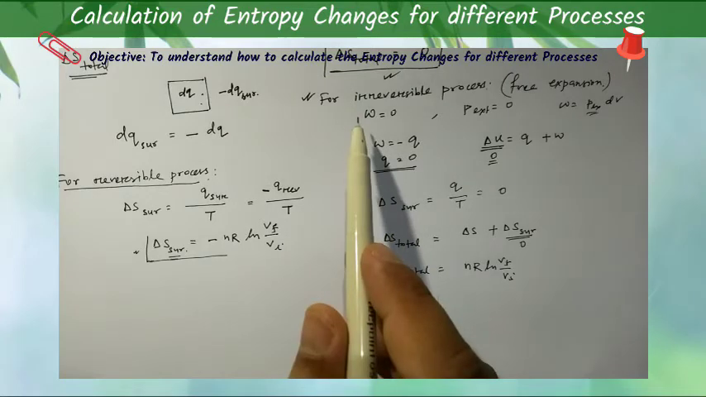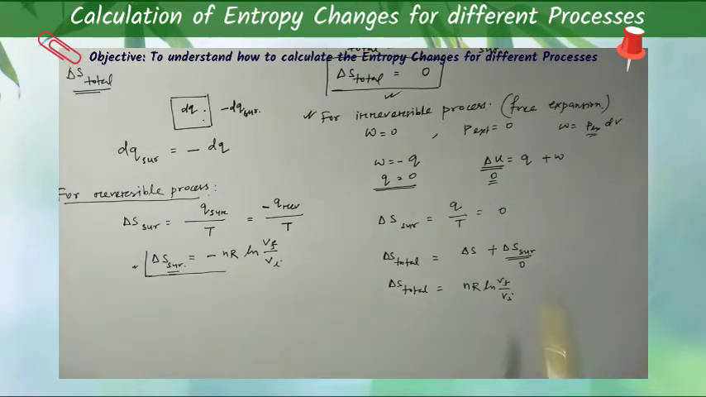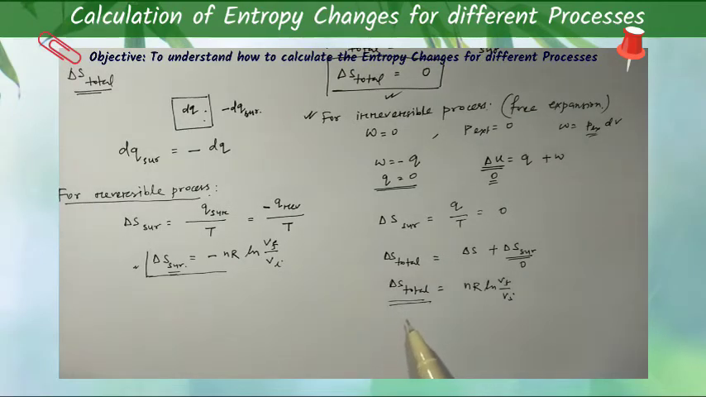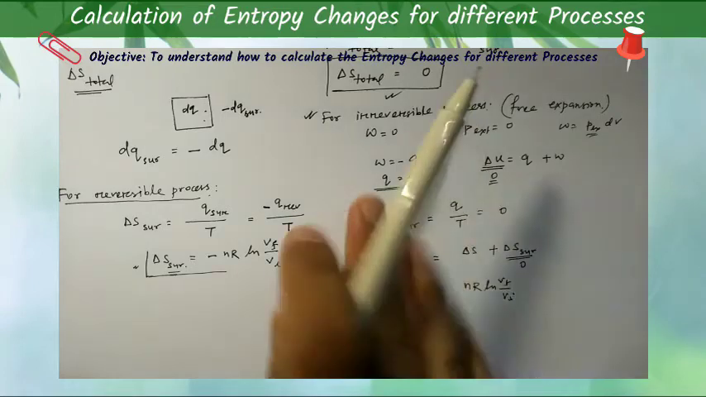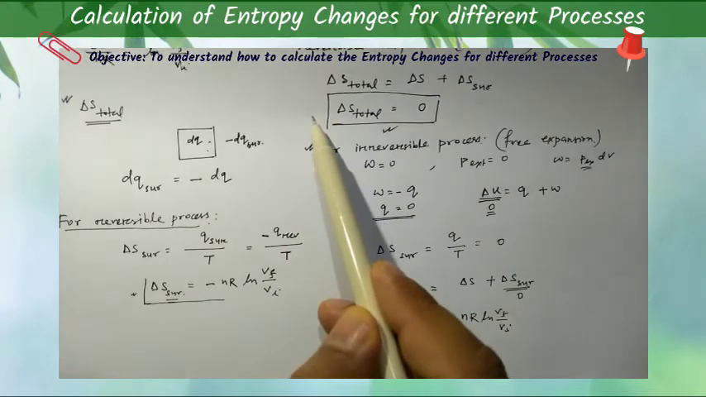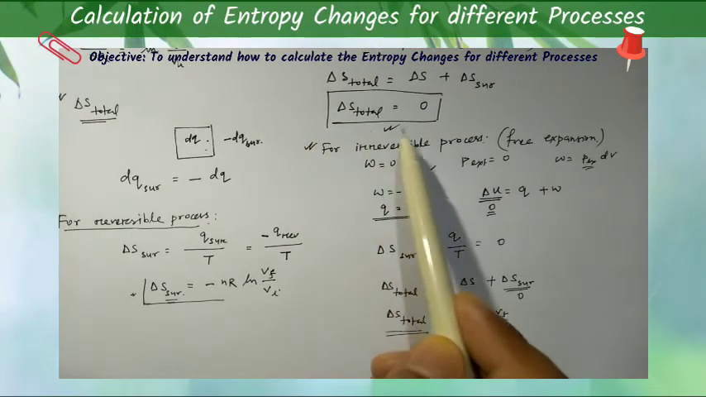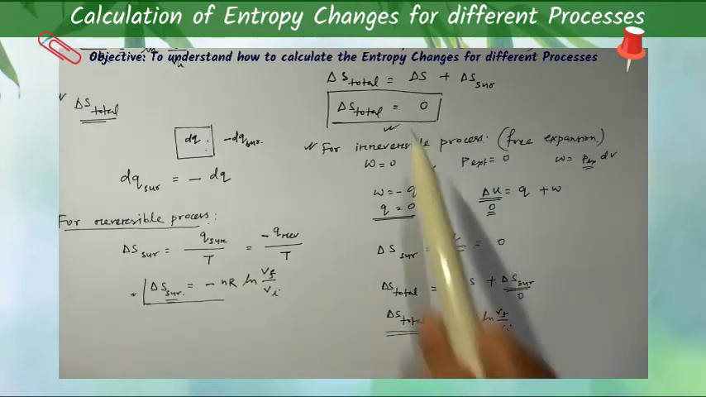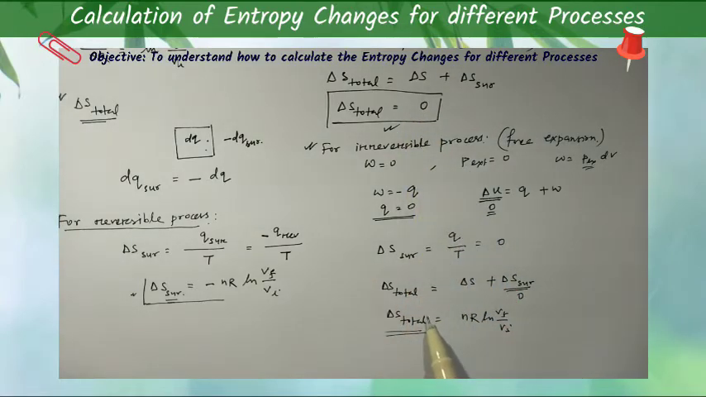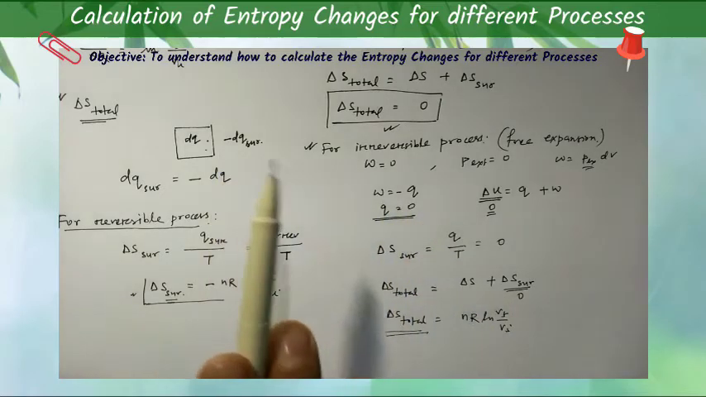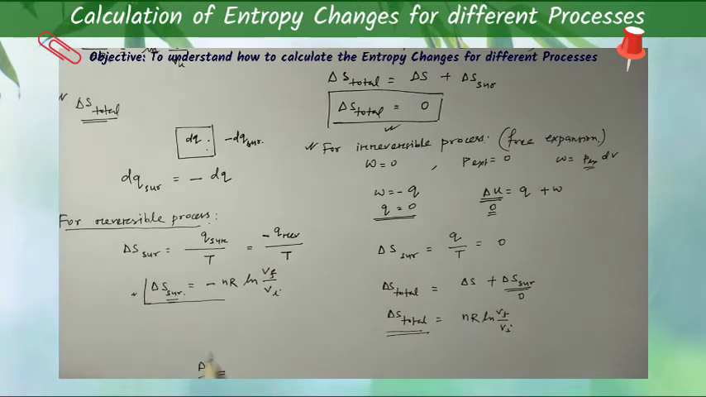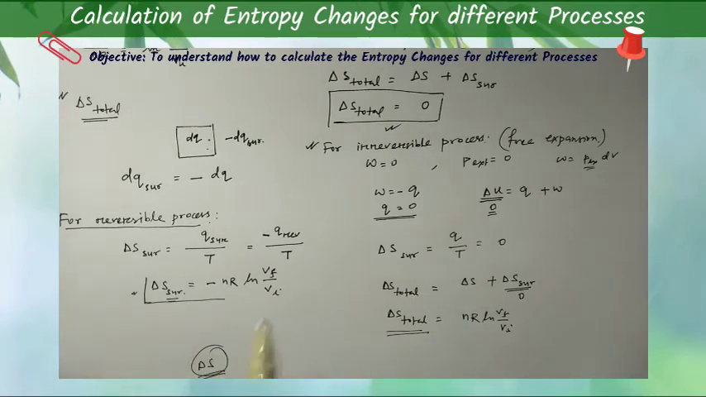So in case of the irreversible process, the total change of entropy for the expansion process is nR ln Vf by Vi. But in case of the reversible process, del S total is equal to 0. So we have different values for del S total if the process is different. It is not that del S is only for the system. The system del S is equal to, sorry, not 0, it will be equal to nR ln Vf by Vi.